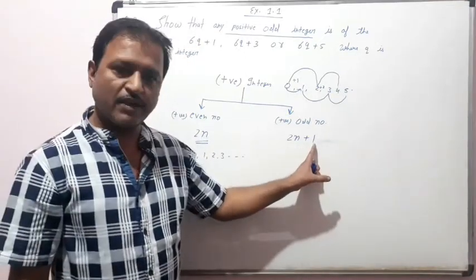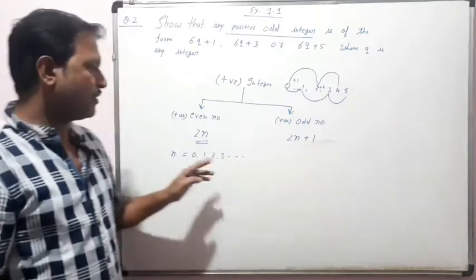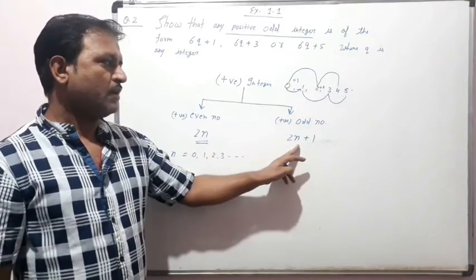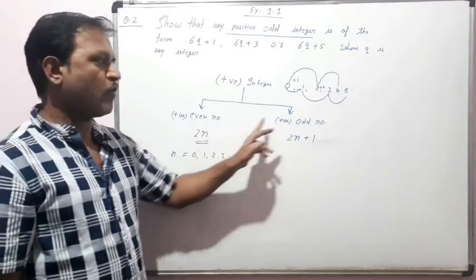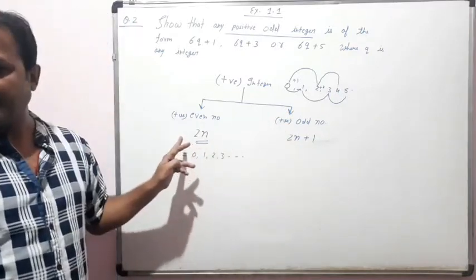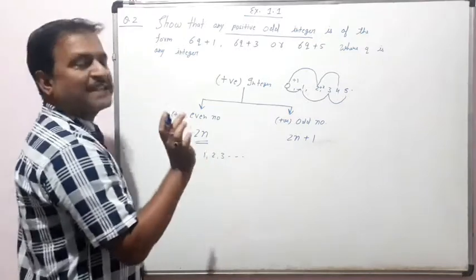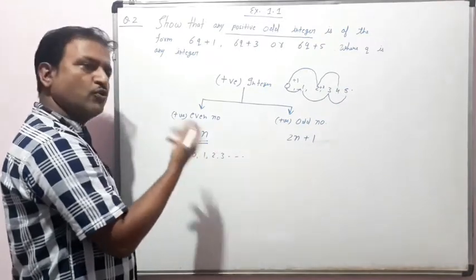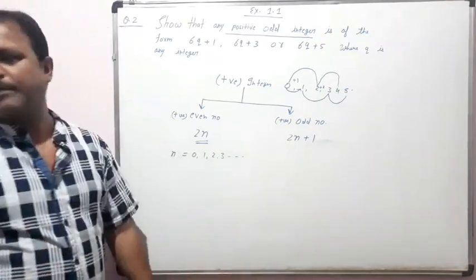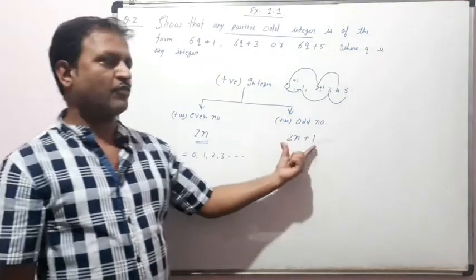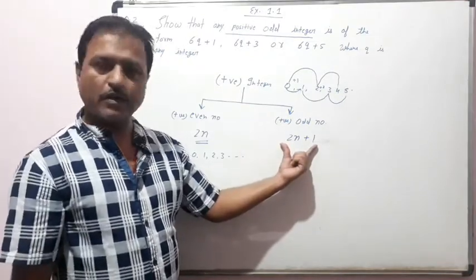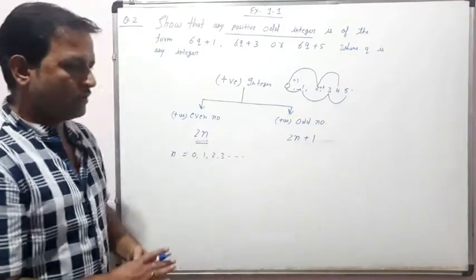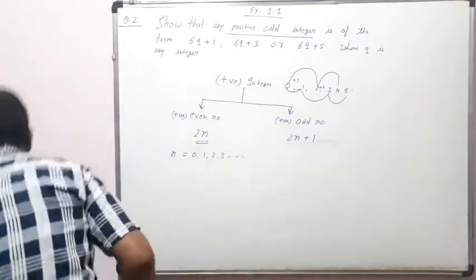If we add 1 to an even number, we get an odd number. So if you remember the formula of an even number, you can make the formula of an odd number by adding 1 to an even number. Clear? So in a single word, whenever you are asked what is an even number, you say 2n. What is an odd number, you say 2n plus 1. Simple. Clear? So now we start our question.